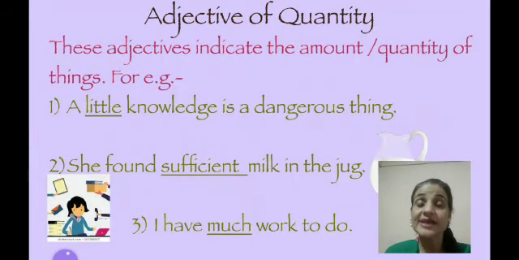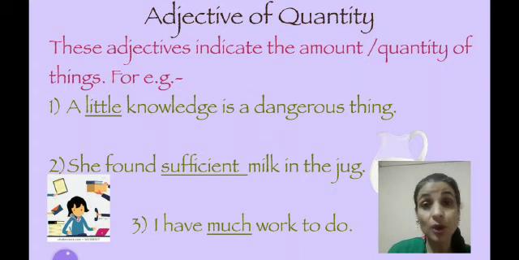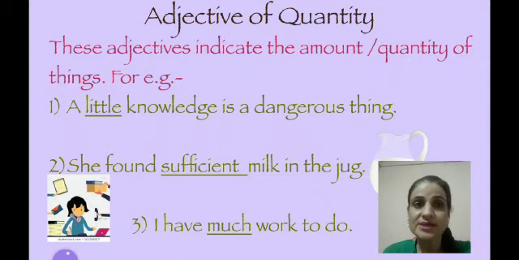Now next is adjective of quantity. I hope you understand quantity. Quantity is amount, which we cannot count, so uncountable. These adjectives indicate the amount or the quantity of things. A little knowledge is a dangerous thing. Knowledge we cannot count, so we use little. She found sufficient milk in the jug. I have much work to do. So little, sufficient, much are the adjectives of quantity.